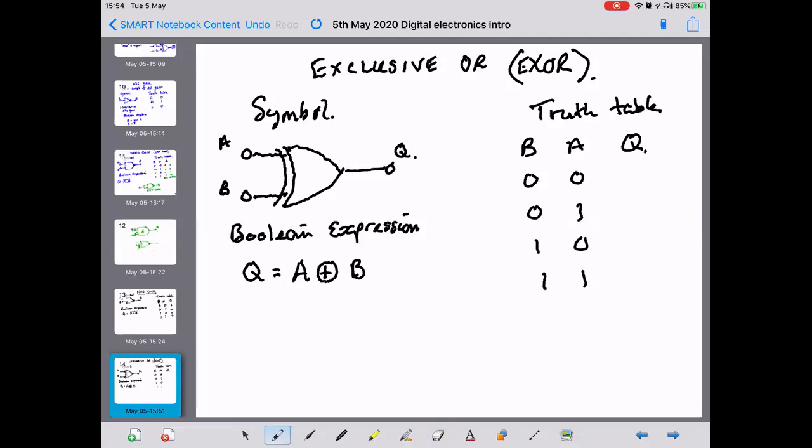And what we get is what we get with the OR. So it's A or B, but not both. So both low means we get a low output. If A is on its own, we get a 1. If B is on its own, we get a 1. But if they're both on, we get logic 0. So it's OR, but it's exclusively OR and not including the AND.